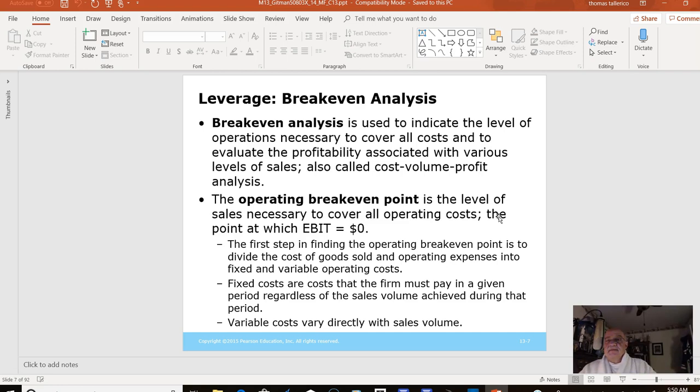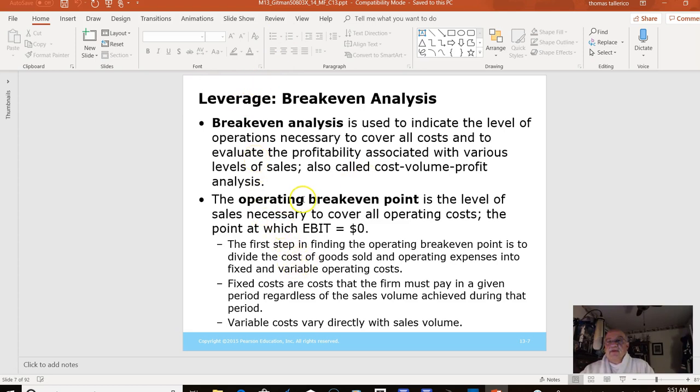All right, so then we're going to discuss break-even analysis. And the definition of break-even analysis is to indicate the level of operations necessary to cover all costs and to evaluate the profitability associated with various levels of sales. So basically, if you're selling some kind of widgets, right? The question is, after what widget do you start breaking even, right? So it's a break-even analysis, right?